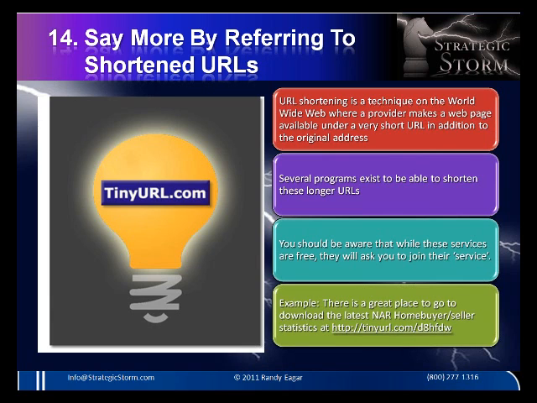For an example, there is a great place to go to download the latest NAR home buyer/seller statistics, and you can get it right here. Notice this is a shortened URL, wherein the long URL is a URL that is 126 characters long, but here it shortens down to very few.